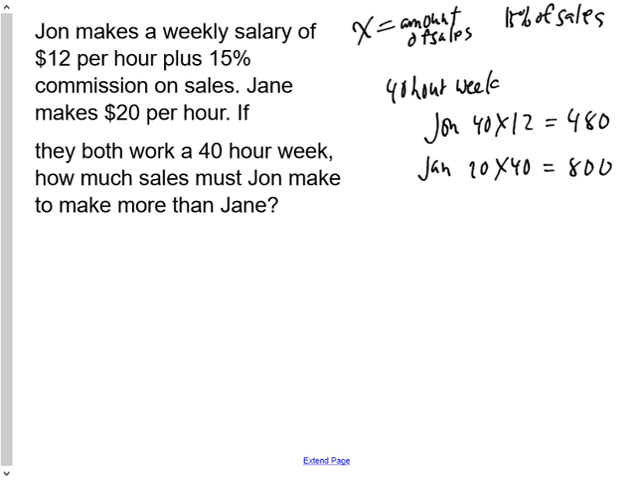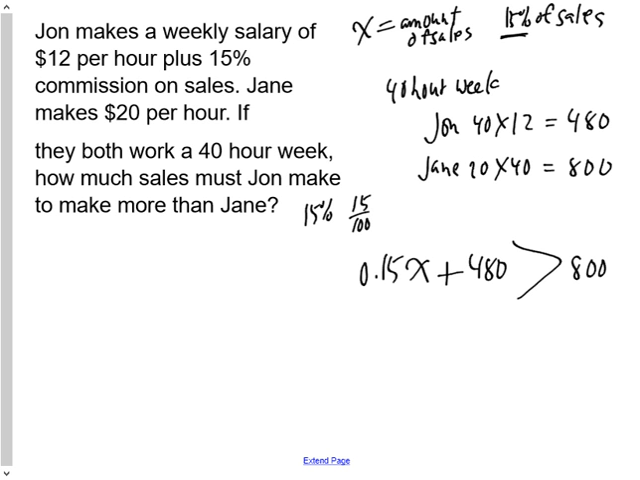So 15% of sales is going to be represented by 15%, which is 0.15, because 15% is 15 over 100, and 15 over 100 as a decimal is 15 hundredths. So 15% of the total sales means I multiply it by X, which is the amount of sales, plus John makes $480 for the week. This value must be greater than the amount that Jane makes, which is $800.